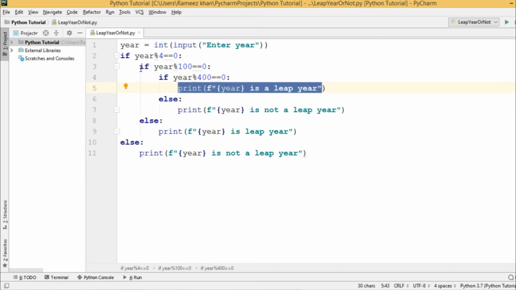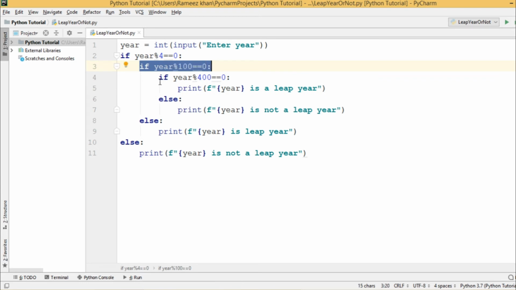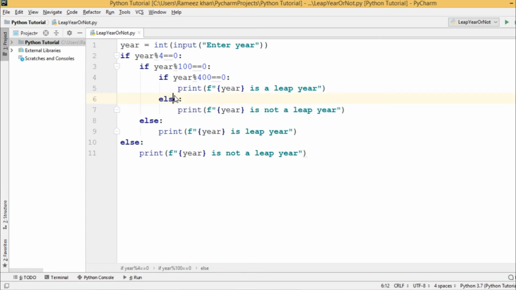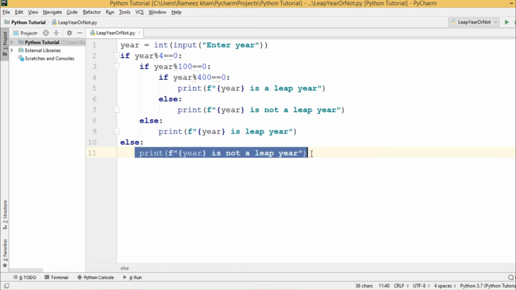And if the year is a century year, but it is not completely divisible by 400, then we write this statement: this year is not a leap year. And if the year is completely divisible by 4 and not a century year, then this year is a leap year. And if the year is not divisible by 4, then this is not a leap year. Now run to check.